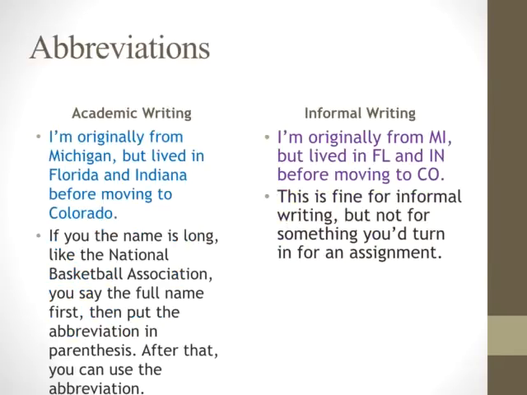When it comes to abbreviations, I want things spelled out. If it is something like the National Basketball Association, you spell it out once and put in parentheses the abbreviation, and then you can use the abbreviation from then on. But when it comes to some things like state names, you always spell out state names. I've seen this many times, which is why I'm emphasizing that one. So you want to spell out the word Michigan. Don't put MI. That's fine for informal writing, but not something you want to turn in for an assignment.